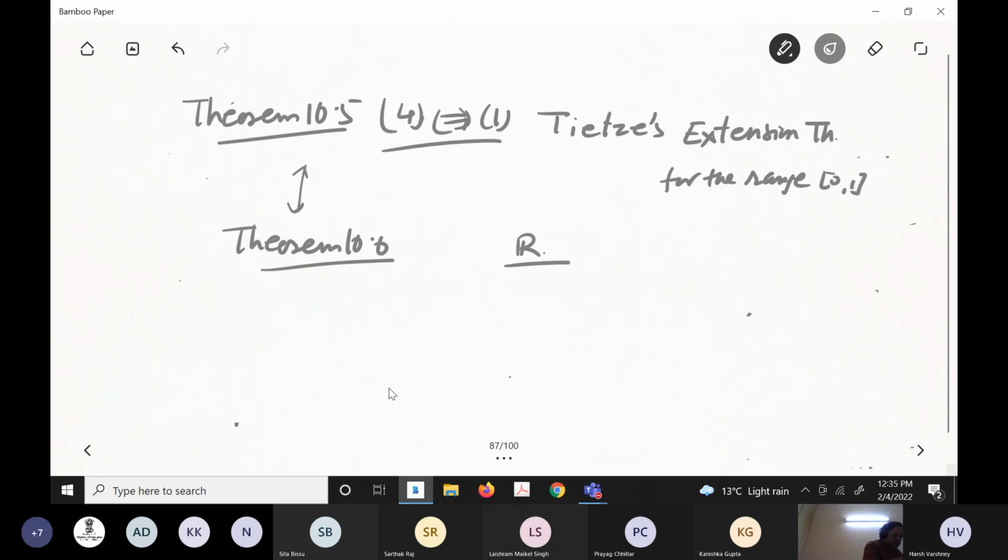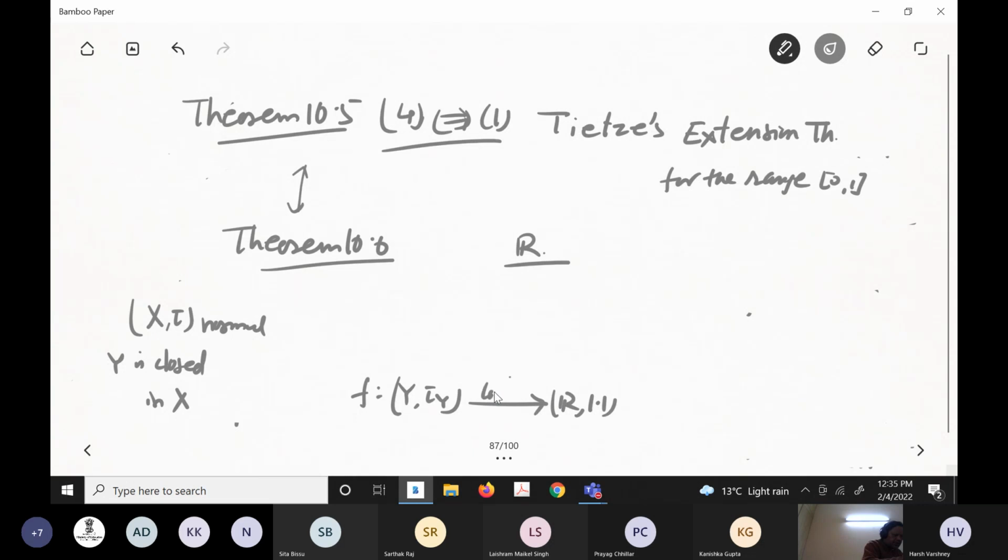That means, again I'm telling you, if you have a normal space, one direction I'm taking, other direction, and let me tell you that F from Y. X tau is normal, Y is closed in X. If you have this continuity, then you can extend it, and in fact this is also continuous. But instead of R, if you have this, that is also true, then the range will be inside this. There are two forms of the extension theorem.